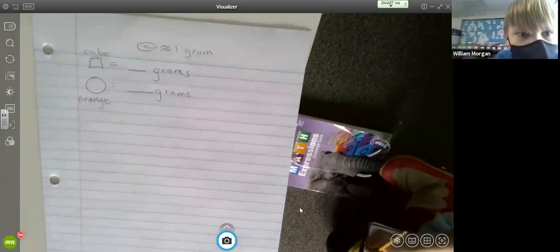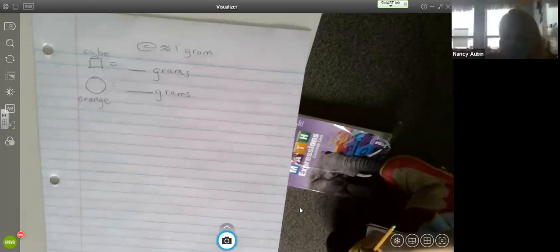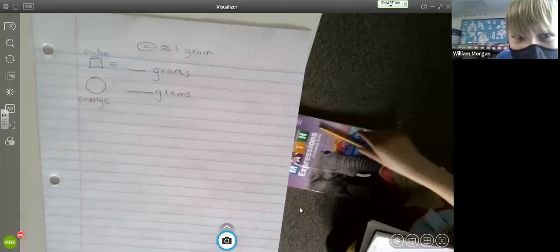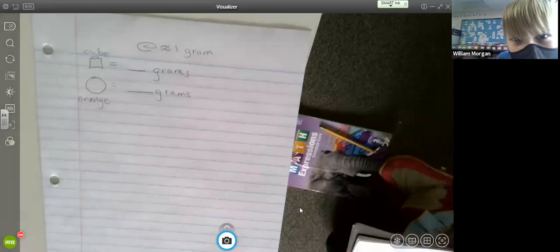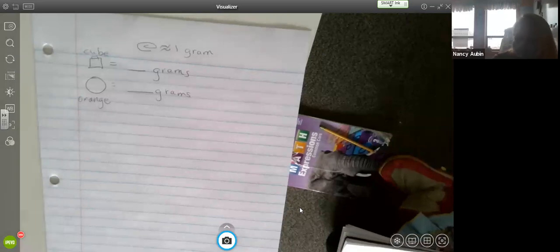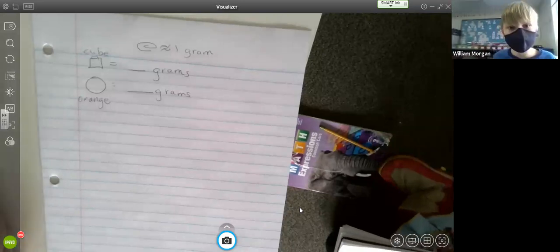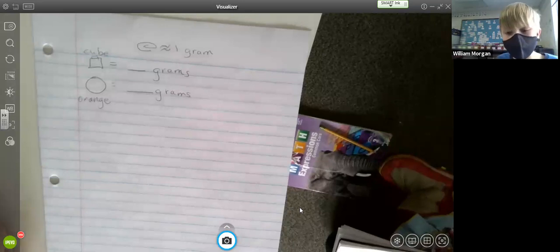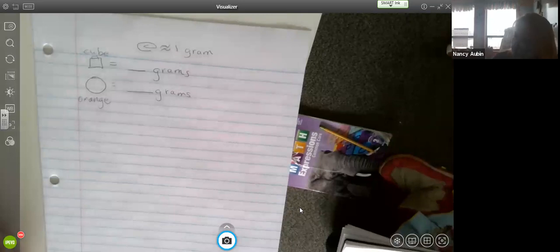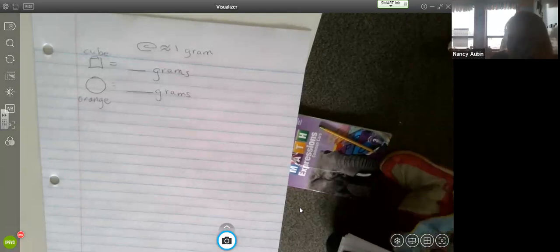For the orange or the cube? 20 grams for the orange or the cube? You muted yourself, bud. For the orange, I think 21. And the cube is 20? Think of the difference, Henry. Think of the difference between a cube and an orange. And don't leave. Stay in front of that computer, please.